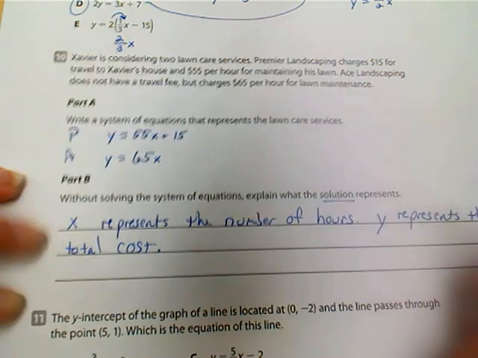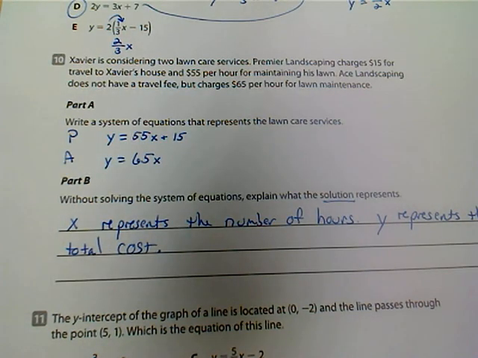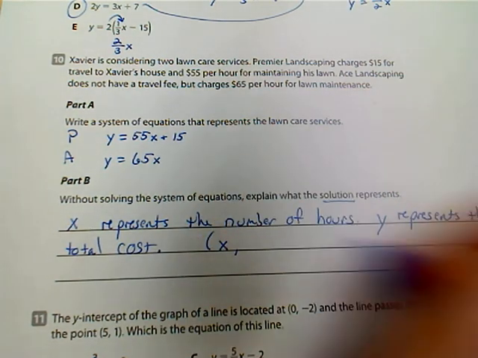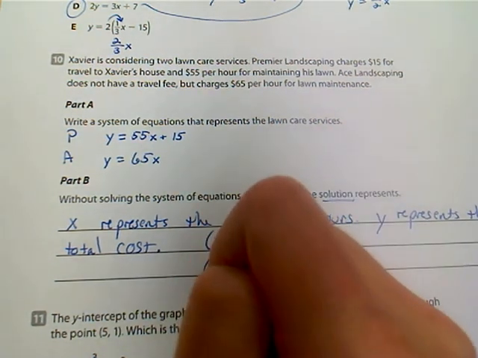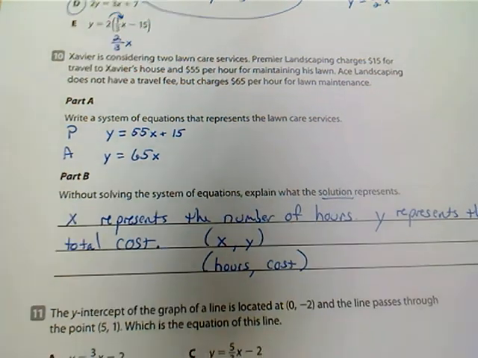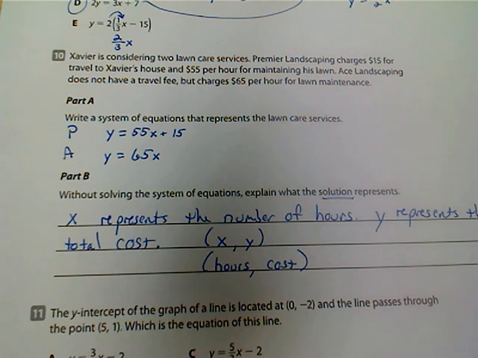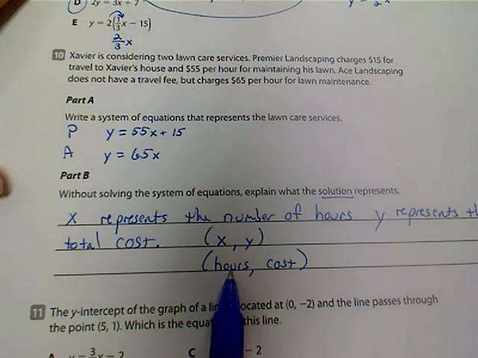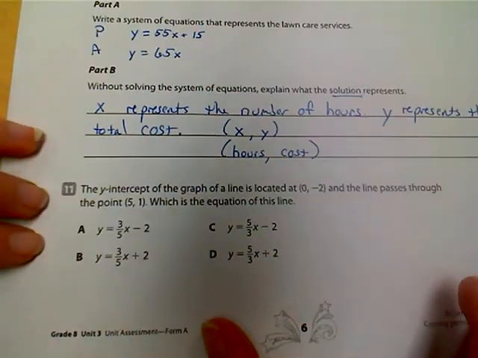So we're talking about the solution here. The solution represents the number of hours of lawn maintenance and the cost. So x would represent your hours, y would represent your cost. So you would have hours and cost. That would be your solution of this system. It doesn't even say to solve, so you don't even have to solve. You just got to figure out what the x represents and what the y represents. So x is the number of hours and y is your cost. Okay, so that was easy.